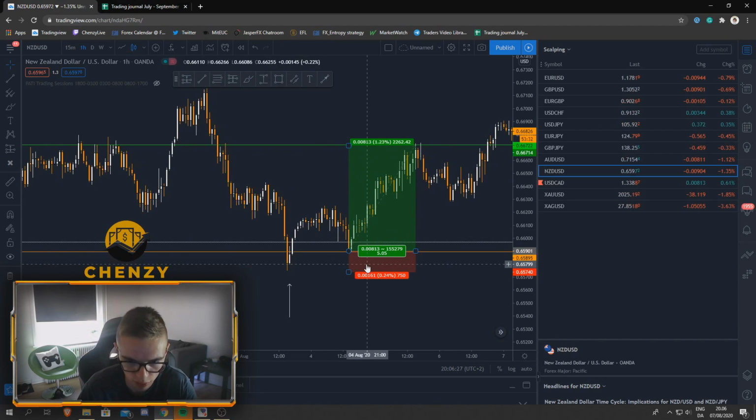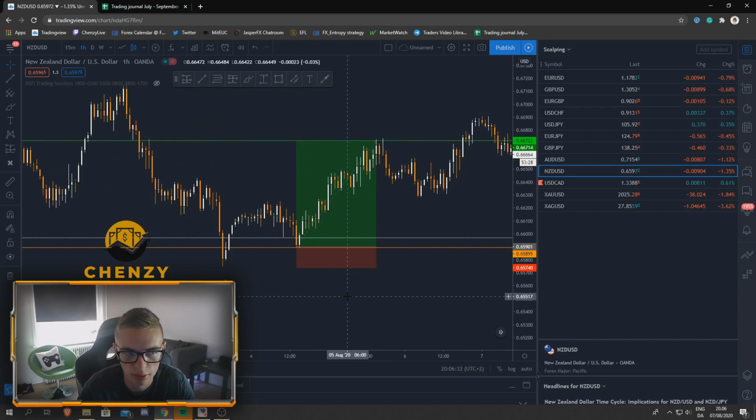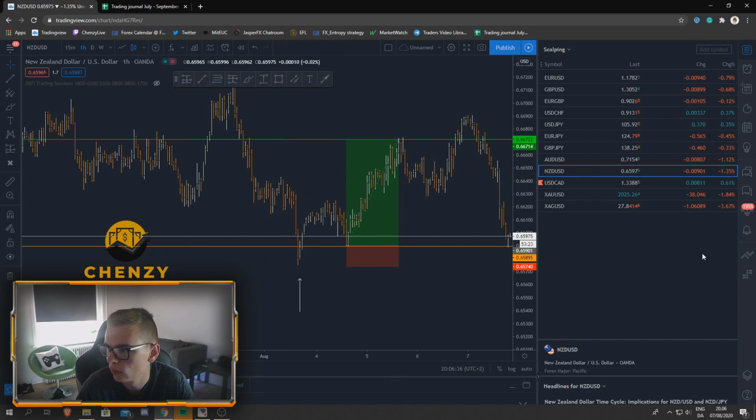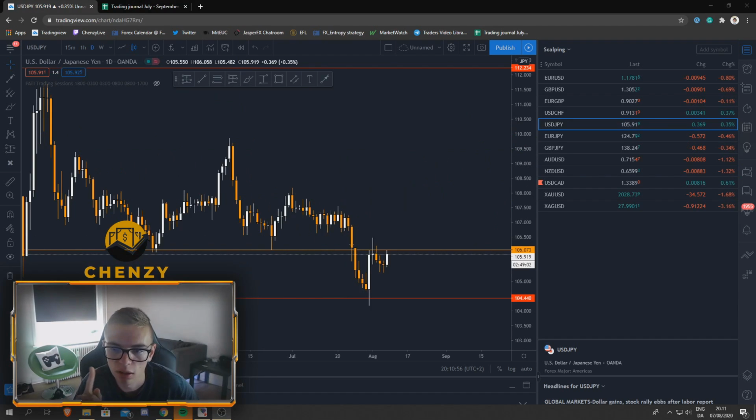And it was a nice 5-to-1 risk to reward ratio. So that's a nice trade that I took this week. Alright, let's move on. Okay, so for the second example, I want to show a short scenario on the dollar-yen.